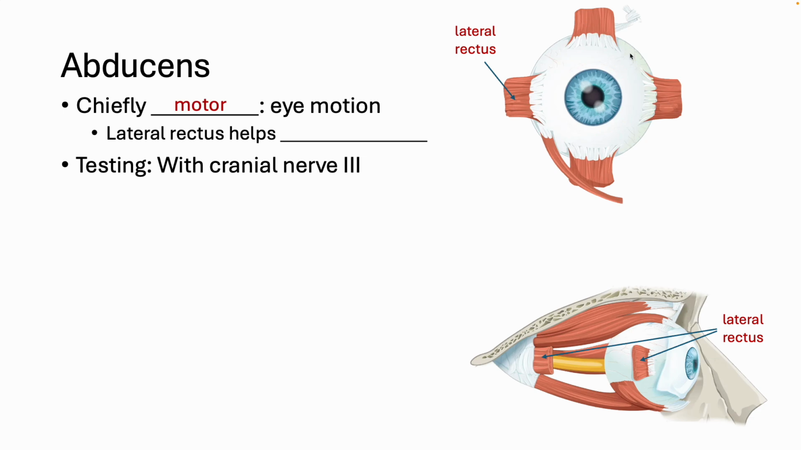Abducens is chiefly motor. It's involved with eye motion. It's going to control the lateral rectus, which is going to help direct eyeball movement. Testing is going to coincide with cranial nerve 3, since you're looking at an ability to follow an object with the eyes when you're testing for it.